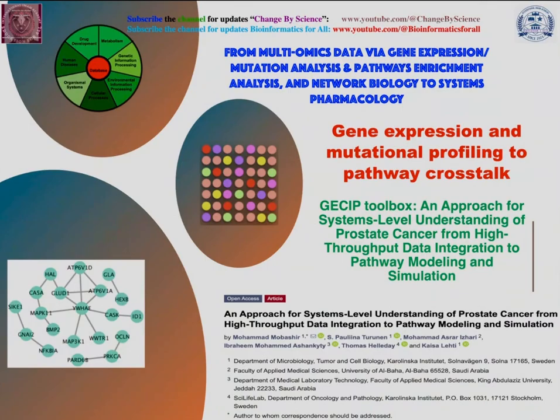So here I am going to teach you a few things which will help you to understand and analyze the multi-omics data analysis and their integration at multiple levels. Then pathway enrichment analysis and pathway crosstalk. And finally, you can also understand the network level understanding and analysis, and up to the systems pharmacology. So here we are combining basic bioinformatics, systems biology, experimental data validation, and mathematical modeling and simulation.